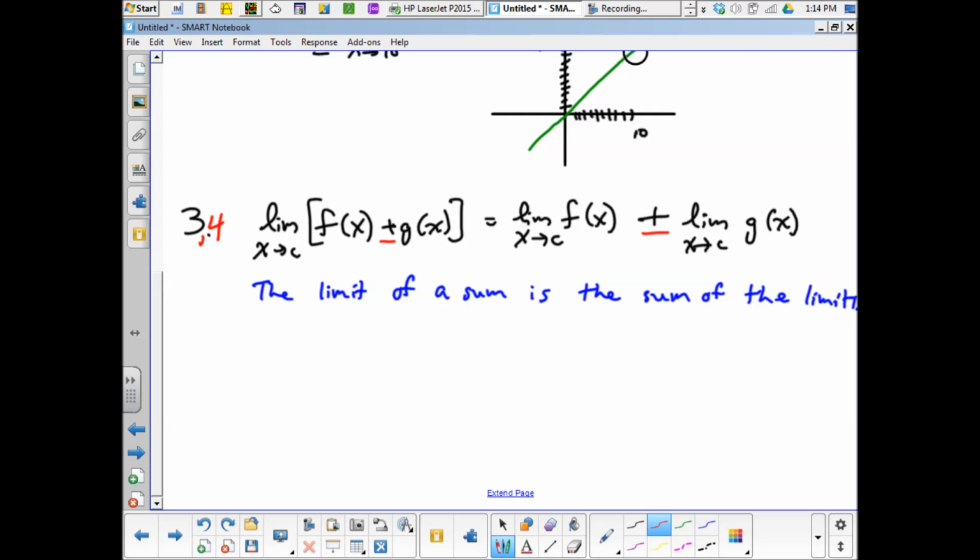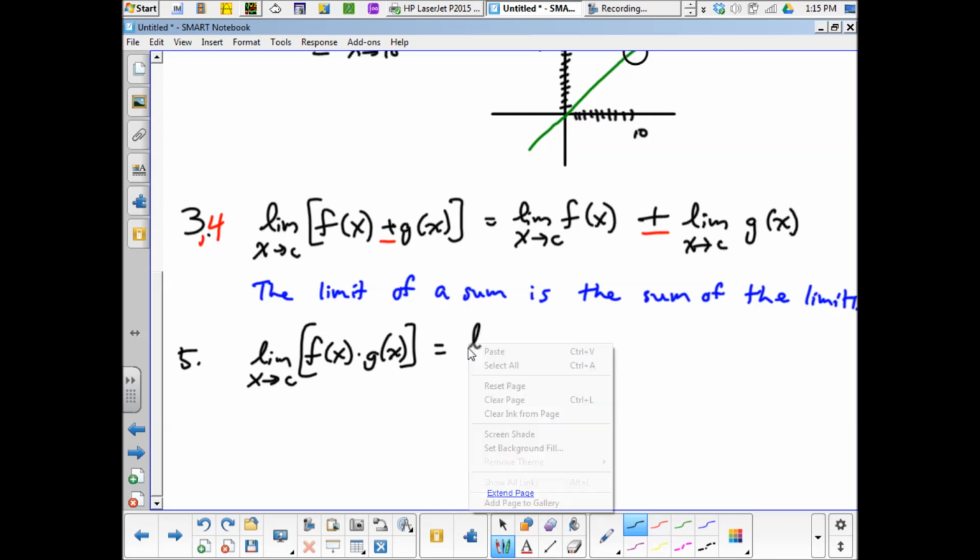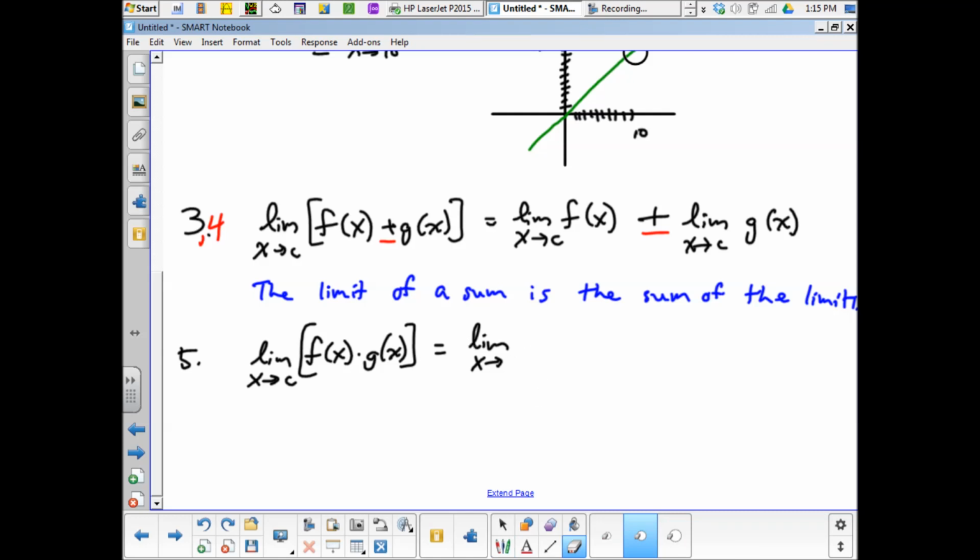Rule 5 talks about multiplication. Rule 5 says this: the limit of f of x times g of x is the same as the limit, should be a c, of f of x times the limit of g of x. Okay? So this is allowing us to say that the limit of a product is the product of the two limits.